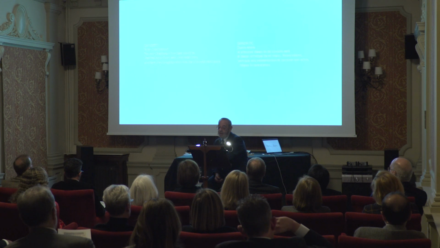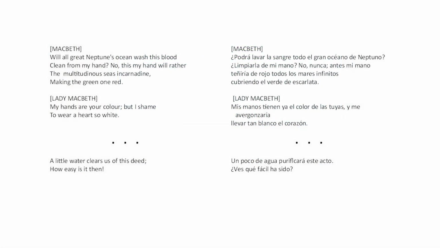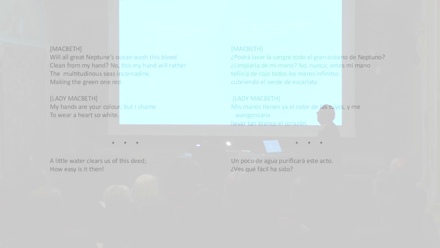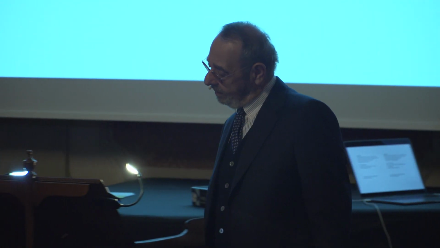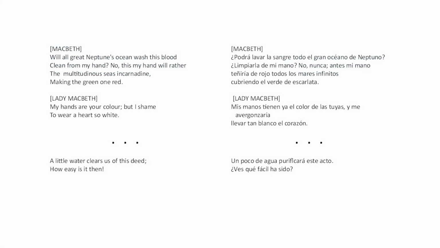When Macbeth returns from killing Duncan, he is overwhelmed by his own blood-soaked hands, which of course are the symbol of his crime. He comes on stage, "Will all great Neptune's ocean wash this blood clean from my hand? No, this my hand will rather the multitudinous seas incarnadine, making the green one red." Lady Macbeth, on the other hand, says, "My hands are of your color, but I shame to wear a heart so white. A little water clears us of this deed. How easy is it then?"